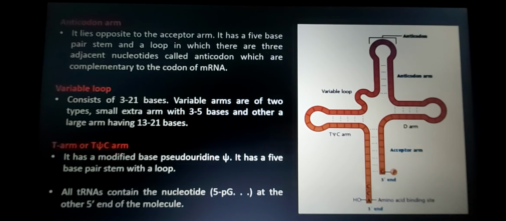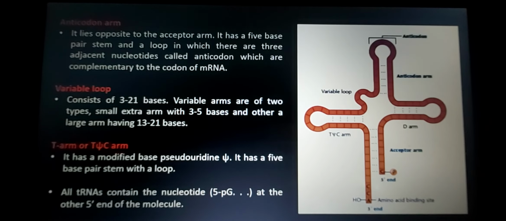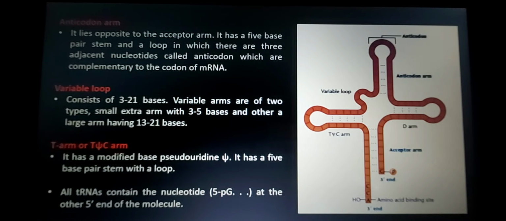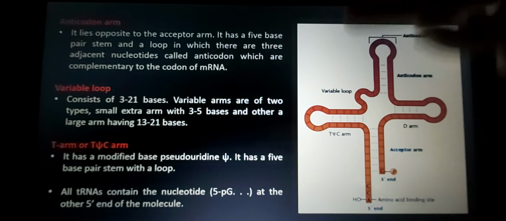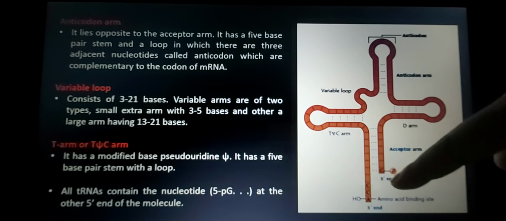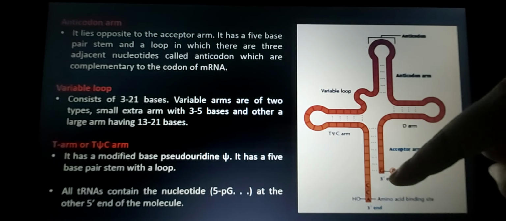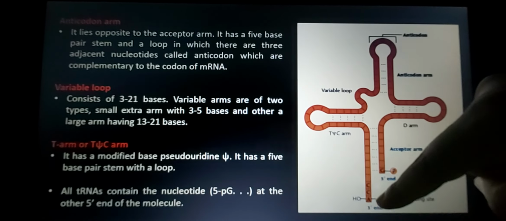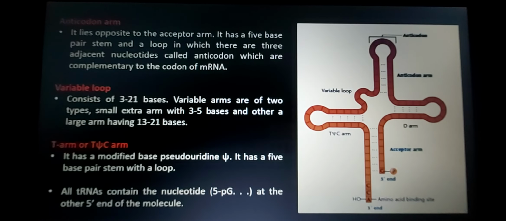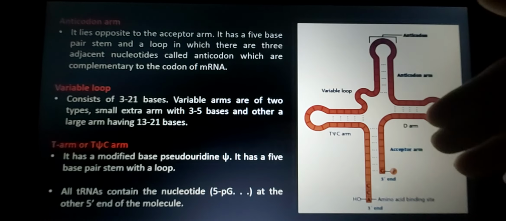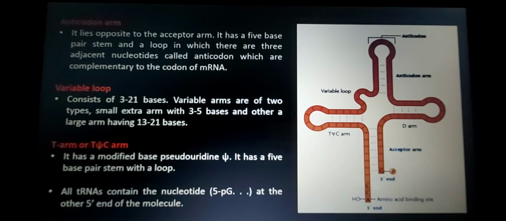This is the arm which also has a modified base called pseudouridine, and it has a 5 base pair stem and a loop, and on that basis it has been given this name. If you look at this region, all the tRNAs at their 5' end will always have a guanine residue. So at the 3' end it is always going to be the sequence CCA, where the amino acid will come and bind, and at the 5' end it is always a guanine residue that is seen.